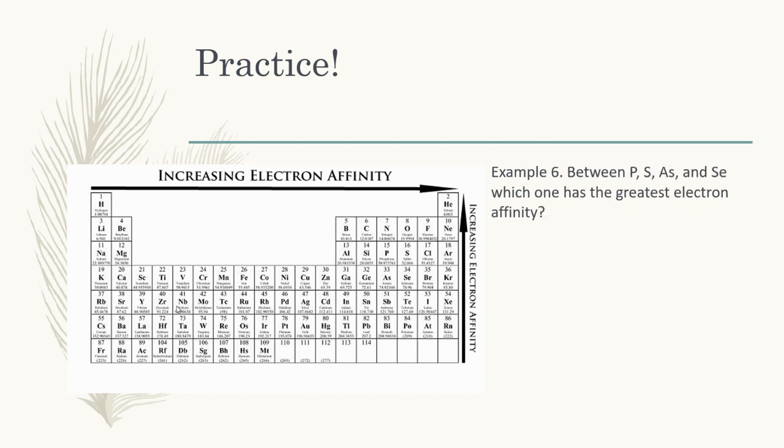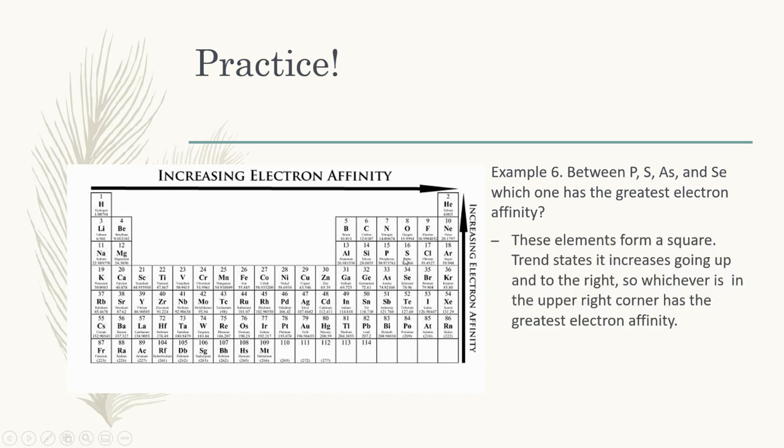Now let's look at some specific elements. So we're looking at phosphorus, sulfur, arsenic, and selenium. Let's find them. So here we have phosphorus, sulfur, arsenic, and selenium. These aren't in just one row or one column. These form a square. So we're going to need to think through this a little bit more. But since these form a square and we know that electron affinity increases going to the right and to the top, whichever element is in the upper right corner has then the greatest electron affinity. And if we look at our square, which is right here, sulfur is the one that is in the upper right corner, so it has the greatest electron affinity.